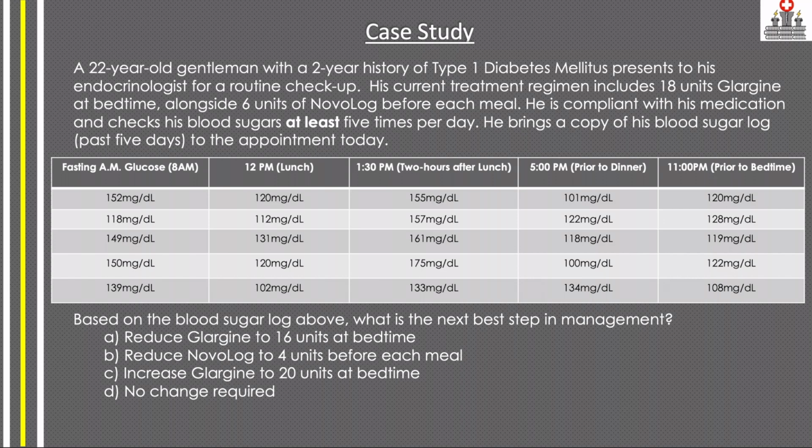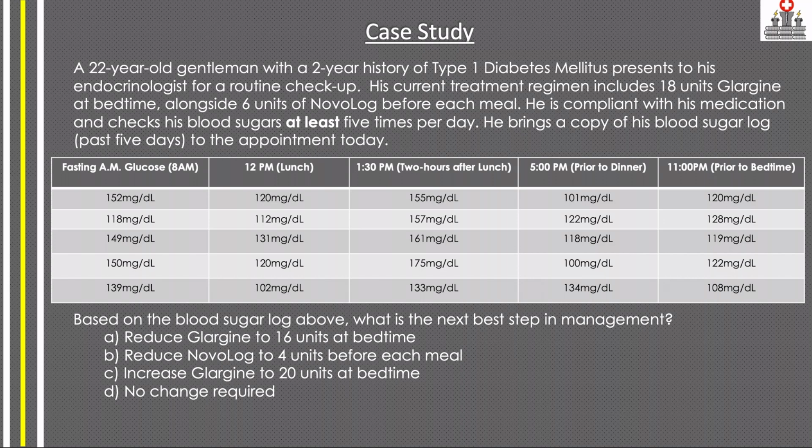Remember, the American Diabetes Association recommends a fasting level of between 80 to 130. Although there's one normal level here of 118, that's more or less an outlier. We look at the remaining 4 days, and those are all consistently above. Let's go on to the next column.